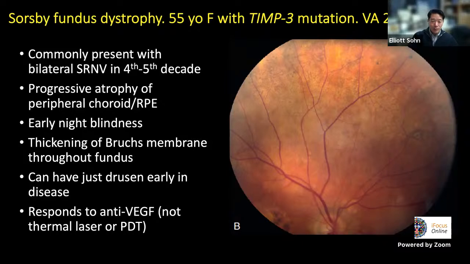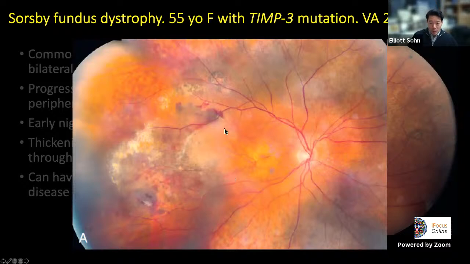Part of that might be having to do with the thickened Bruch's membrane. I'm just showing the periphery. I'm going to show you the macula now, which is quite dramatic. And you can see here that there's all this subretinal hemorrhage as well as exudate just temporal to the fovea here.